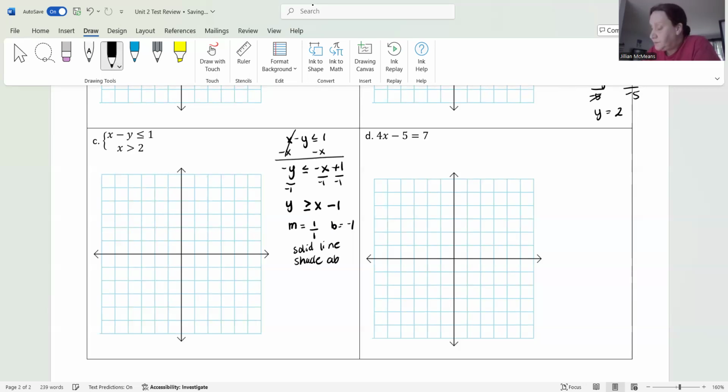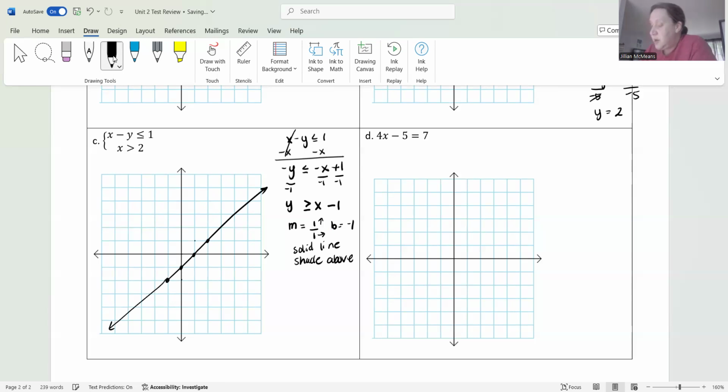All right, so I've got my y-intercept, which is at negative 1 on the y-axis. From there, I need to apply my slope, which tells me to go up 1 to the right 1. So I'm going to go up 1 to the right 1, up 1 to the right 1. I could have gone down 1 to the left 1. I'd be on the same line. So just whichever way you need to go to get your points on. We want to connect with a solid line.